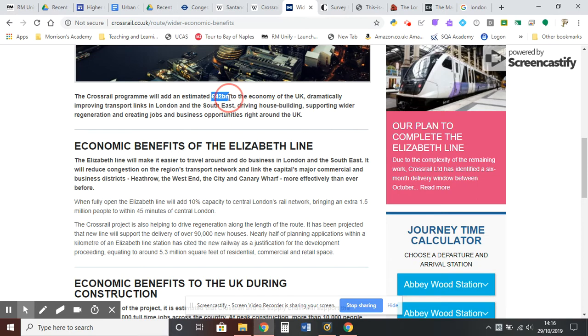We can see here it's cost 40. Oh, sorry, that's a positive. On a positive, they do reckon that the increased speed of transport across the city should add something in the order of 42 billion to the economy of the UK in terms of improved house building and jobs it's going to help create. Okay, cycle lanes.